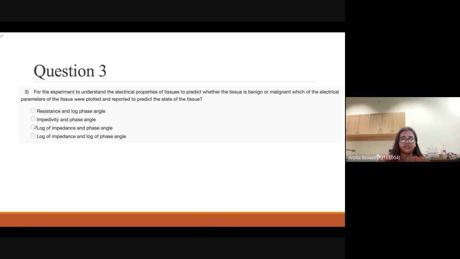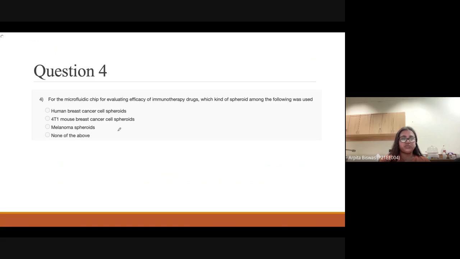So the right answer is option C, log of the impedance and phase angle. Okay. So next move toward question number 4. For the microfluidic chip for evaluating the efficacy of immunotherapy drugs, which kind of spheroids among the following was used? First option is human breast cancer cell spheroid. Second option is 4T1 mouse breast cancer cell spheroids. The third option is melanoma spheroid. And the last option is none of the above.